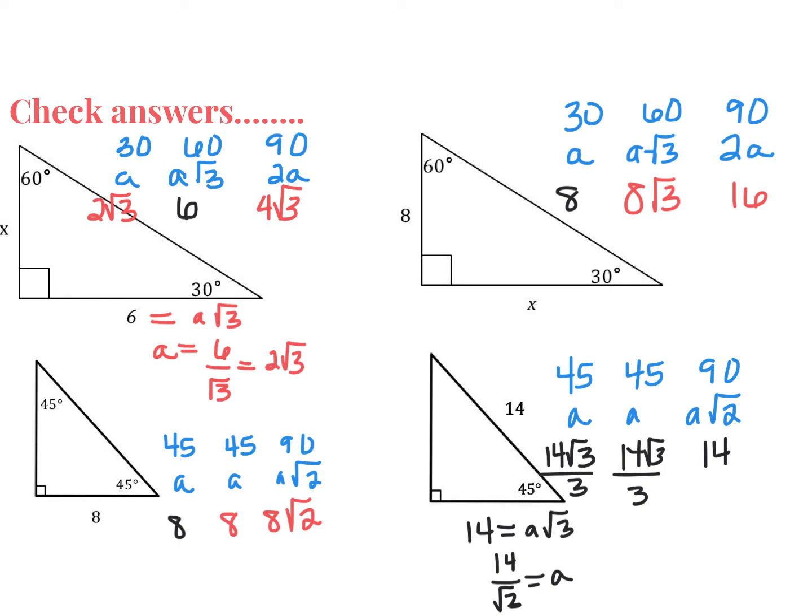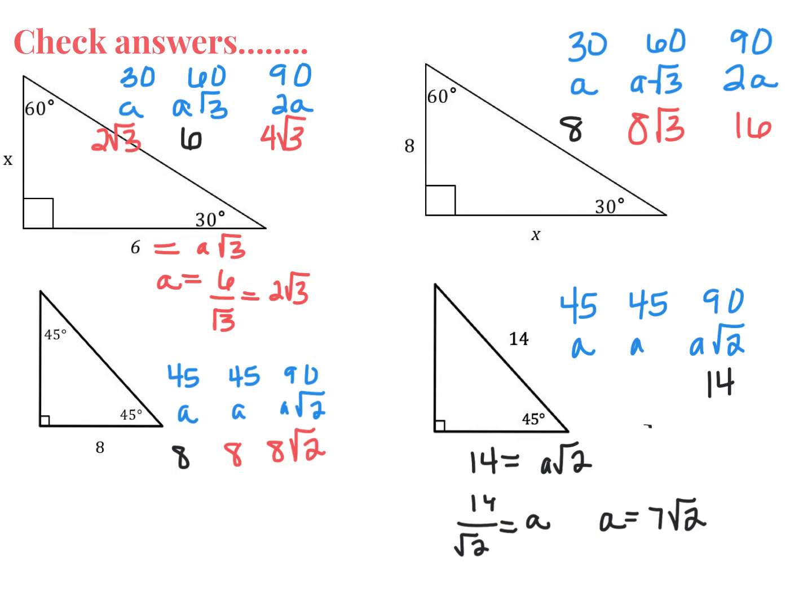The last example, again, I start with my 45, 45, 90 triangle in the form of a, a, a root 2. I know that a root 2 equals 14, so I set that up and solve for a. I have to divide by root 2, rationalize, reduce the fraction, and you get a to be 7 root 2.